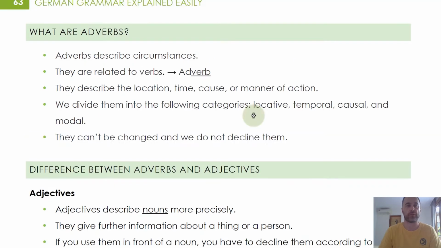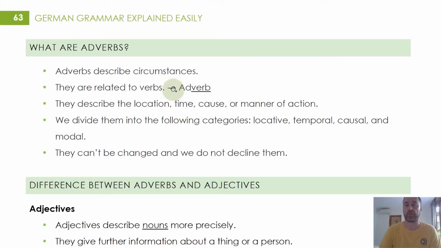So adverbs describe circumstances. That's exactly the same as in English. There is no difference here. With adverbs, we describe circumstances. And like the name suggests, they are related to verbs. Adverb. You can see the term verb in here. They usually describe the location, the time, a cause, or a manner of action.